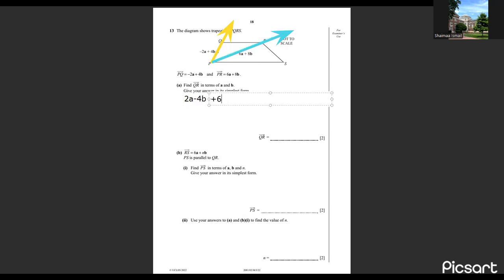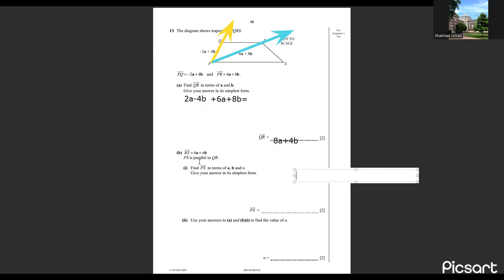So it will be plus 6a plus 8b, which gives us, we have to collect the like terms together. 2 and 6 will be 8. Negative 4 plus 8 will be 4b. So here we write it 8a plus 4b. Now let's see the next.